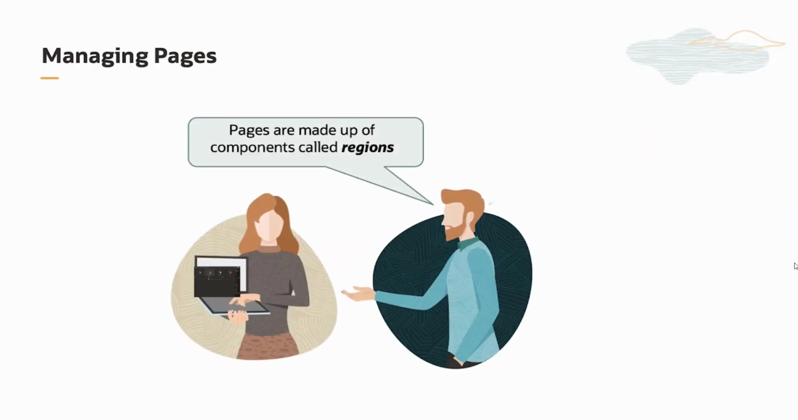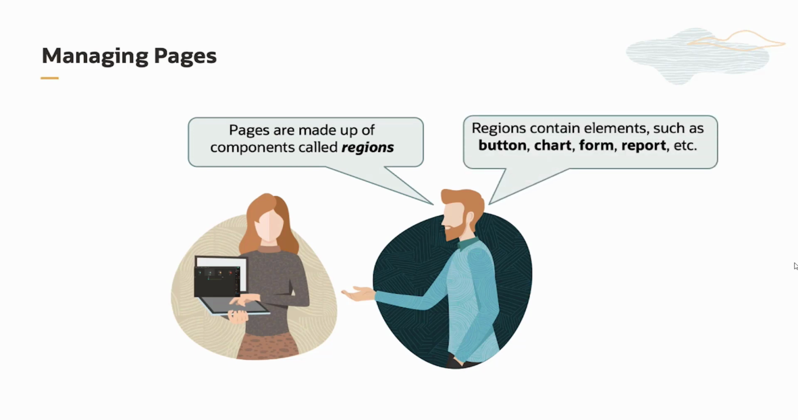Now, pages are made up of components called regions. Regions contain other elements such as reports and items and buttons. Now, a report is the rendered element of a SQL query. So for instance, if I had a table that I wanted to view the data out of in the database, I could render that as a report in a report region.